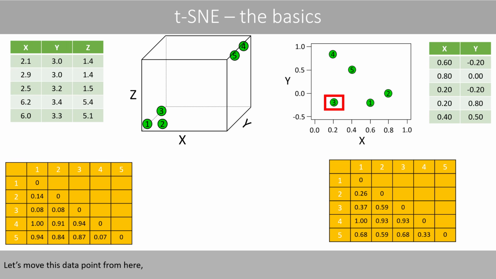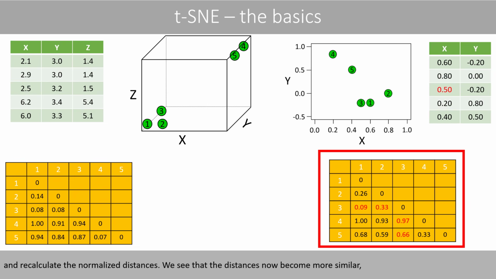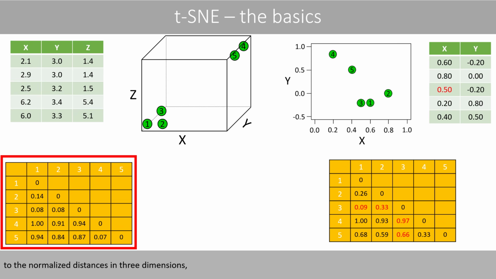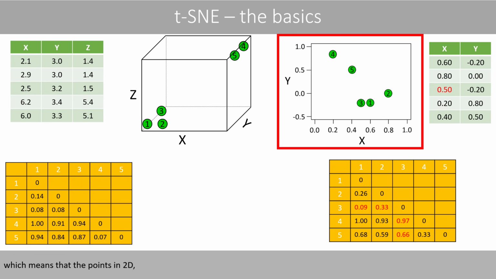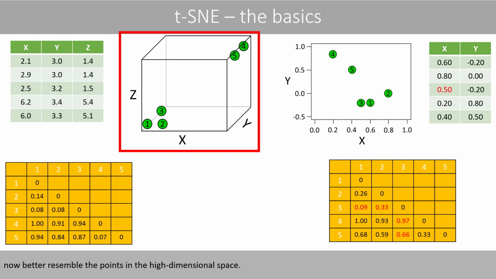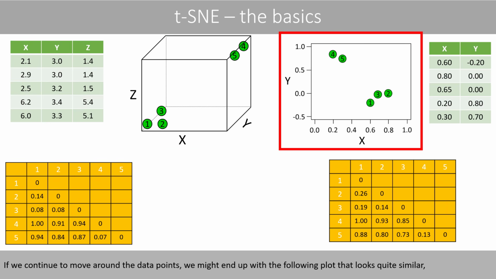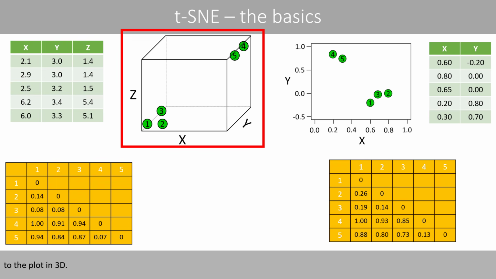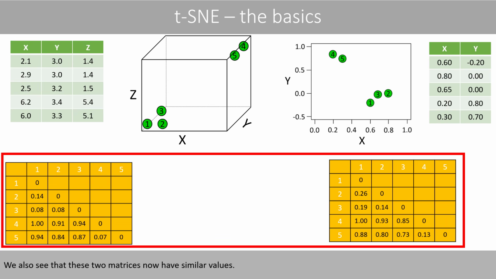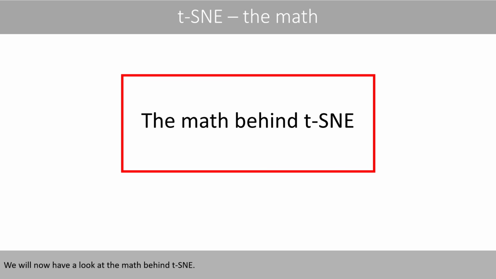Let's move this data point from here to here and recalculate the normalized distances. We see that the distances now become more similar to the normalized distances in 3 dimensions, which means that the points in the 2-dimensional plot now better resemble the points in the high-dimensional space. If we continue to move around the data points, we might end up with the following plot that looks quite similar to the plot in 3 dimensions. We also see that these 2 matrices now have similar values. We will now have a look at the math behind t-SNE.